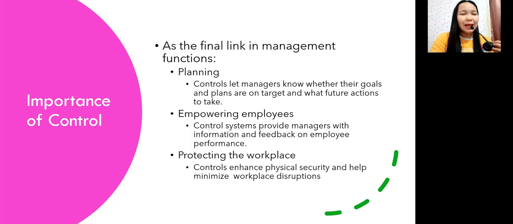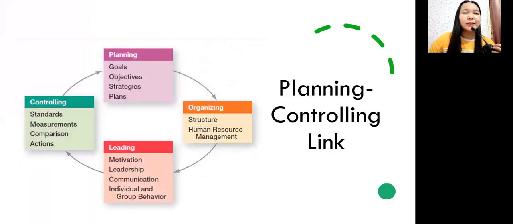So, the planning and controlling link can be actually seen in this diagram. Ayan. So, makikita nyo, hindi lang actually controlling, pero planning to controlling link siya. From goals ng planning, goals, objectives, strategies, and plans, to organizing, pagtapos mo na yan, it will lead to organizing or your HRM. Kaya nga, organizing is somewhat like staffing. So, yung leading naman is all about motivation, leadership, communication, and group behavior. Then after that, nagkakaroon ka ng controlling, which is all about identifying standards, measurements, comparisons with the standard. But, after mo ng controlling, babalik at babalik ka ulit dun sa plan.